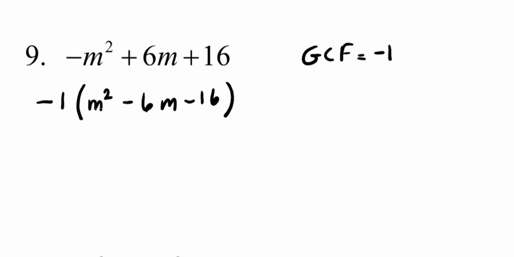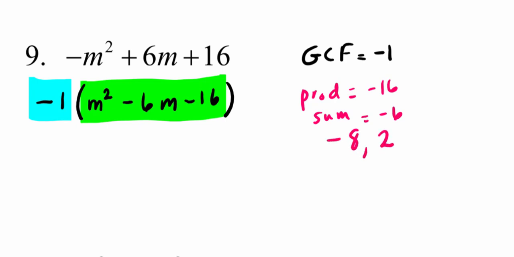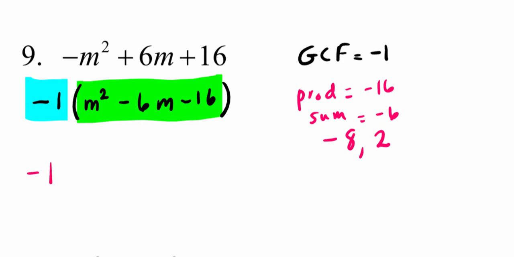So now we're going to factor this trinomial using our technique, and I want to make sure that you remember that that -1 has to be part of your final answer, so don't lose it as you go through. Okay, and now we need 2 numbers that multiply to -16, and they have to add up to our -6. If you're saying -8 and +2, you're absolutely right. So we have -1 from before. We have our 2 sets of parentheses.